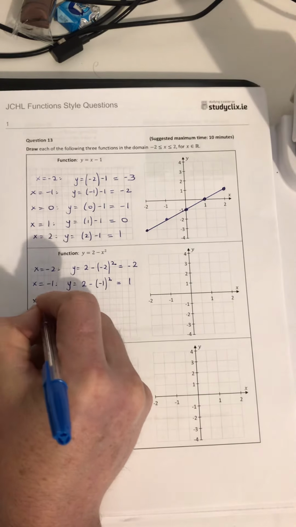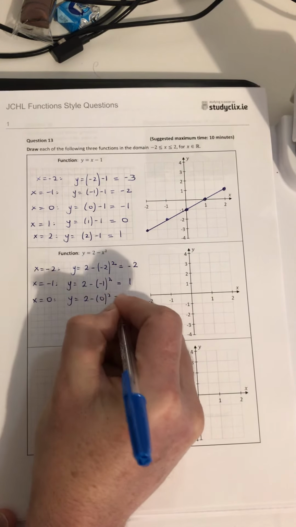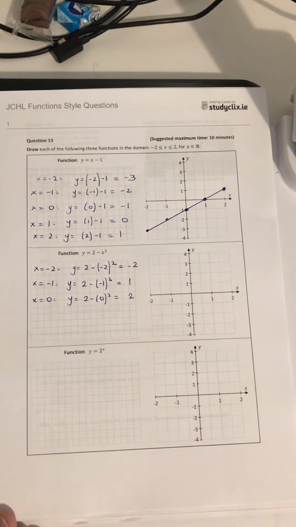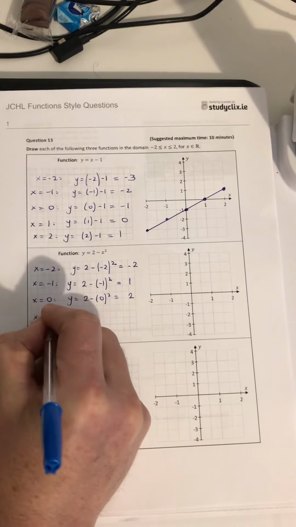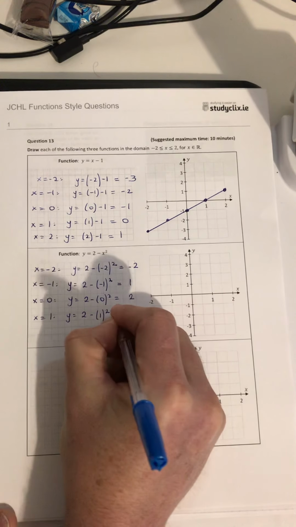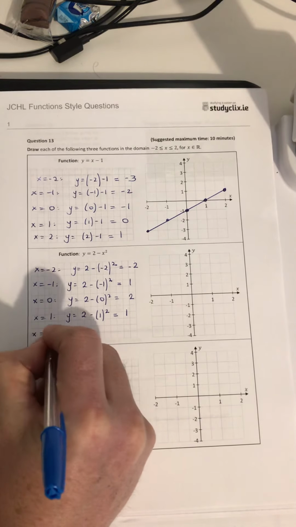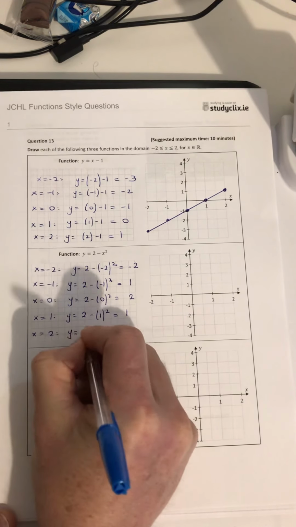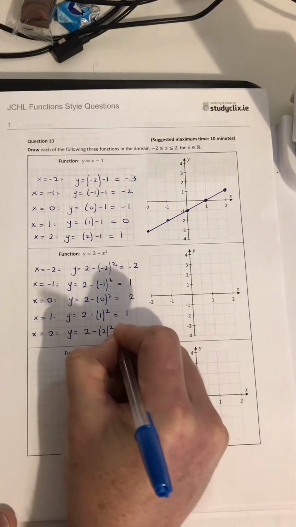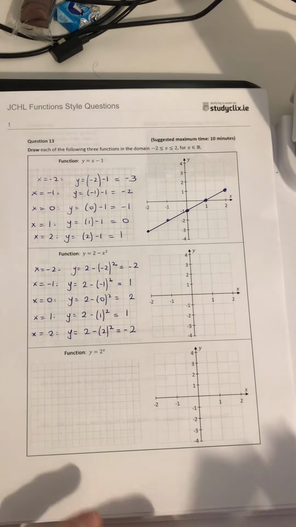When x is 0, y is equal to 2 minus 0 squared, which is 2. When x is 1, y is equal to 2 minus, in brackets, 1 squared, which is 1. And when x is 2, y is equal to 2 minus, in brackets, 2 squared, which is -2. And again, we're going to plot these points on our graph.